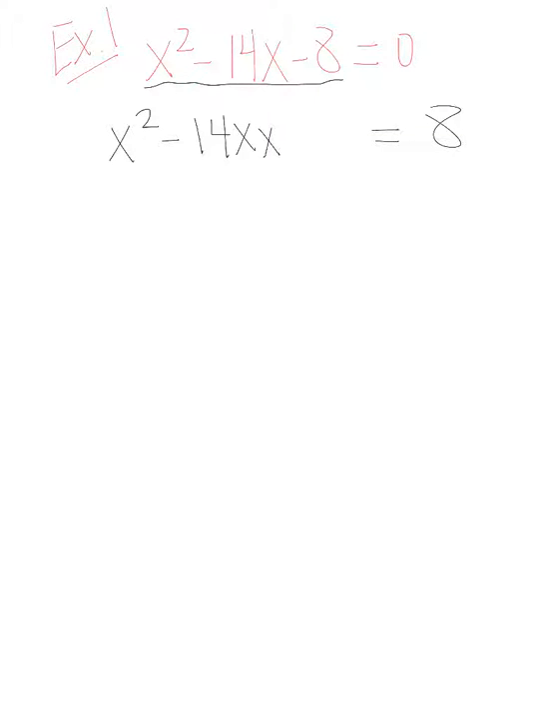Notice I'm leaving a gap right there because I'm going to put something in its place. Now, from here, you need to listen very carefully. I'm going to take half my middle term, which is half of negative 14. So over here in my think box, half of negative 14 is negative 7.